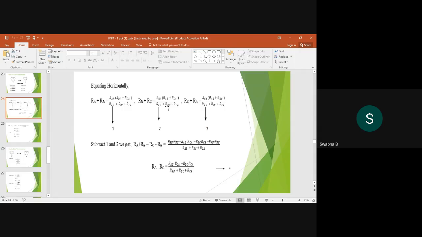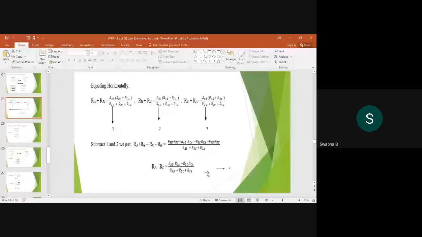Both denominators will be the same, so I will take it as common. In the numerator, RAB into RBC plus RAB into RCA minus RBC into RAB minus RBC into RCA. Plus RB and minus RB get cancelled. Balance: RA minus RC. Here, RAB RBC minus RAB RBC gets cancelled. Then write these two terms in the numerator. Mark this equation as 4.